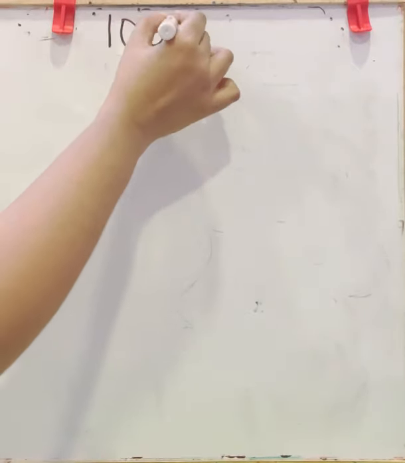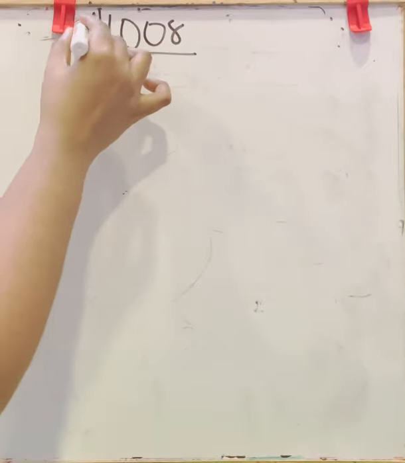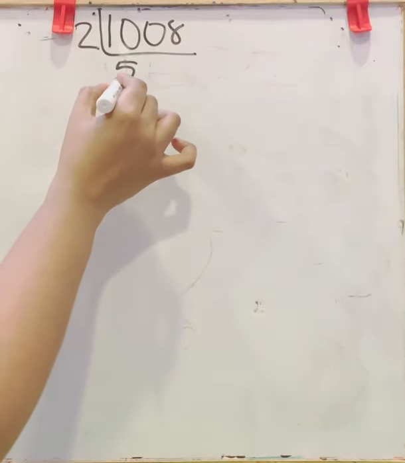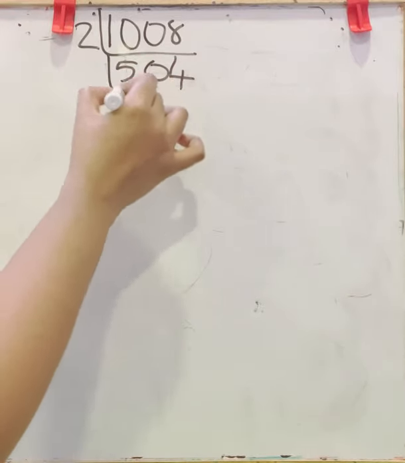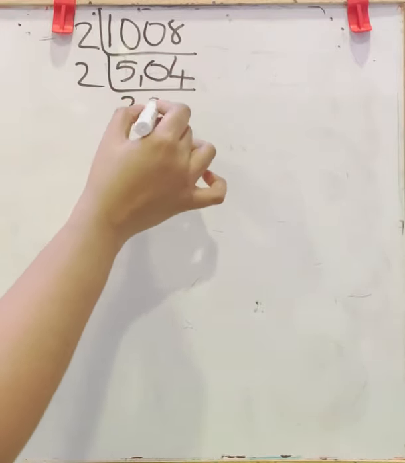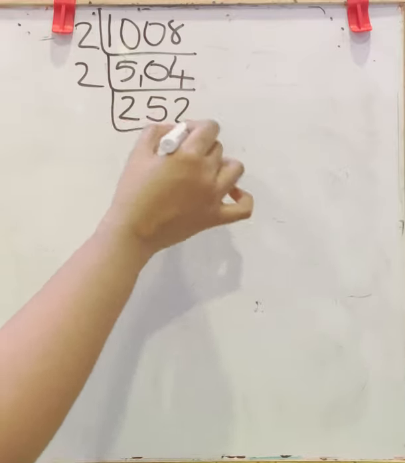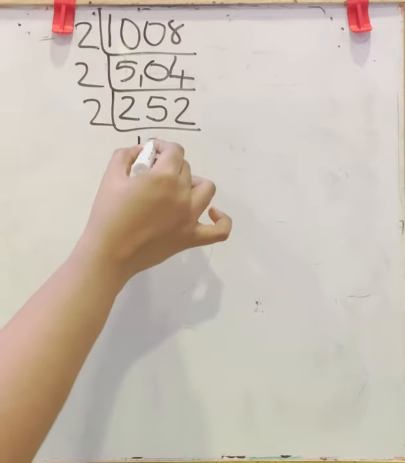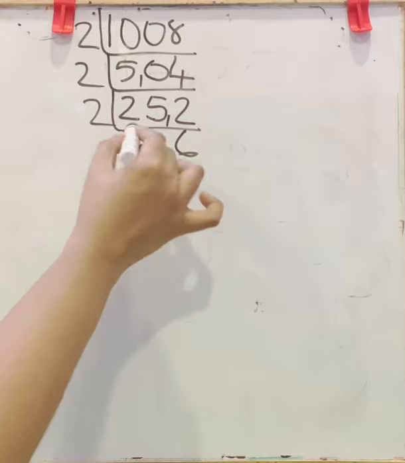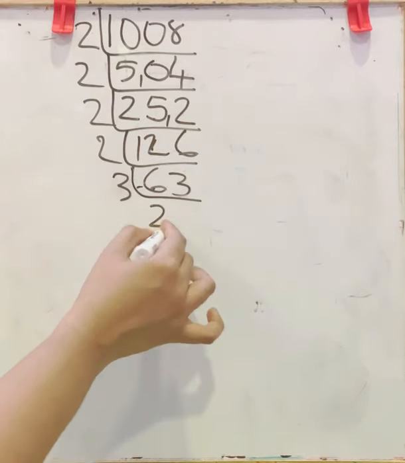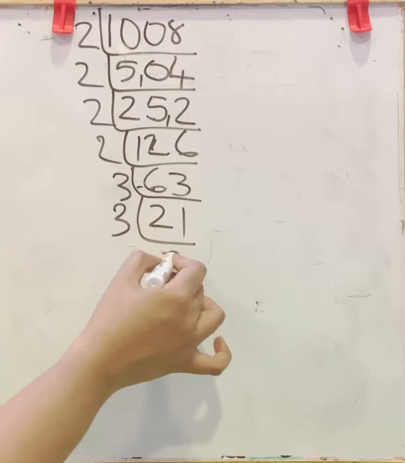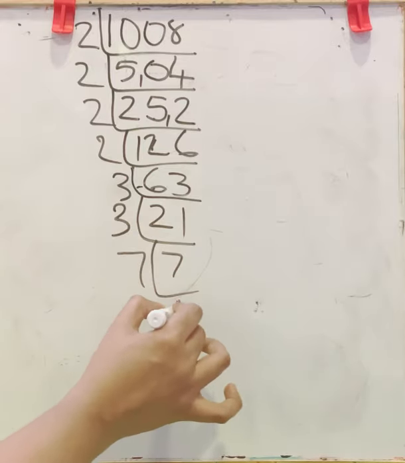Next 1008, this is not a perfect square. We will factorize it. 5 2s are 10, carry down 0, 4 2s are 8. Next 2 2s are 4, balance 1, 5 2s are 10, 2 2s are 4. Again 2 1s are 2, 2 2s are 4, balance 1, 6 2s are 12, 2, 6 2s are 12, 3 2s are 6, 3, 3 2s are 6, 3 1s are 3, 3, 7 3s are 21, 7, 1.